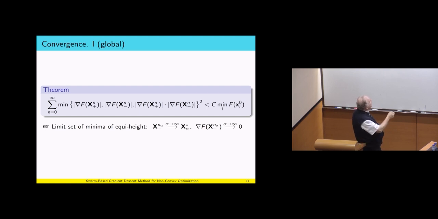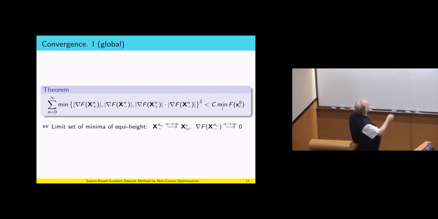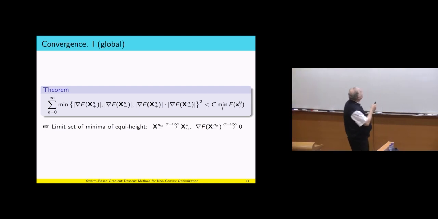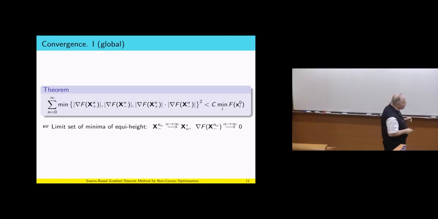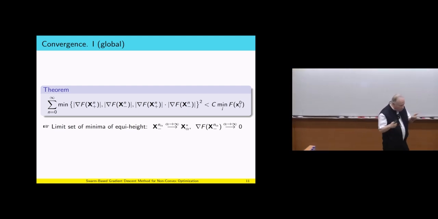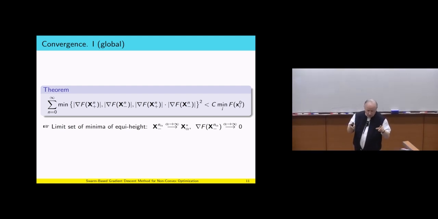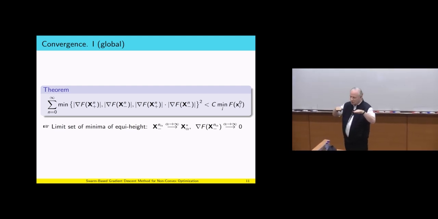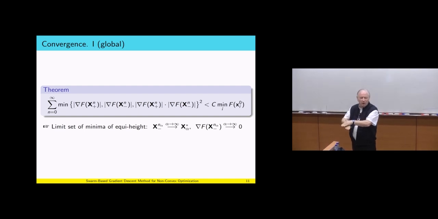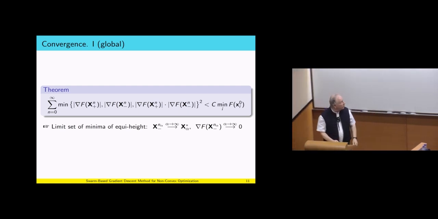And if this sum is finite, so these terms are summable, it means that these numbers should go to 0. And we get a limit set of minima of equi-height. So basically, our SBGD will converge to a critical point, or one or more critical points. But if it's more than one critical point, it's the unexpected situation where they have the same height. Because if one is lower than the others, well, you have to go down. I told you I always go down. I enforce going down. So this is the theorem of convergence.